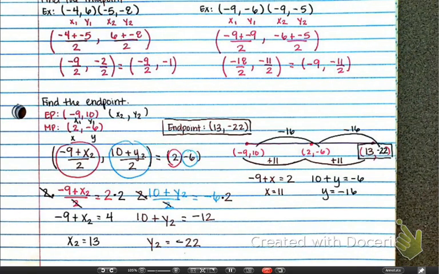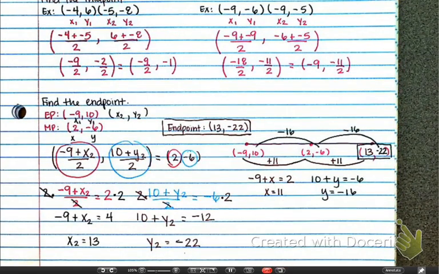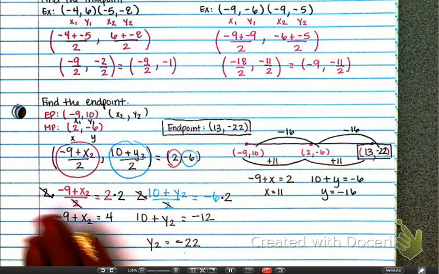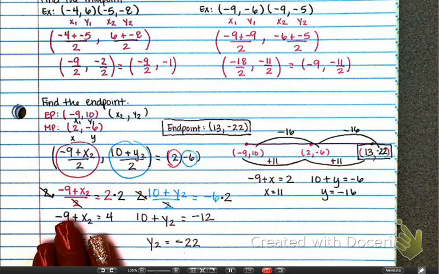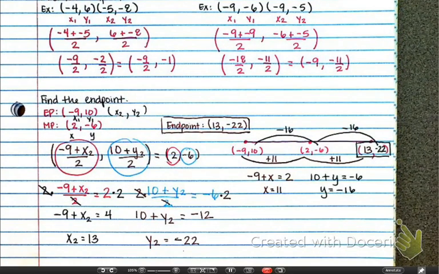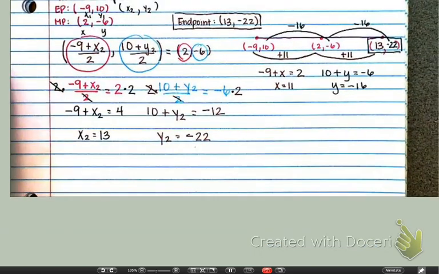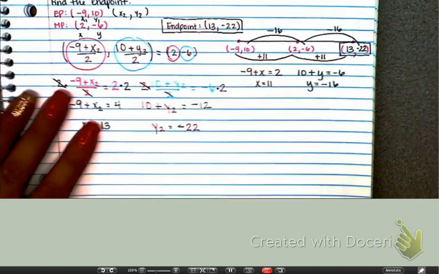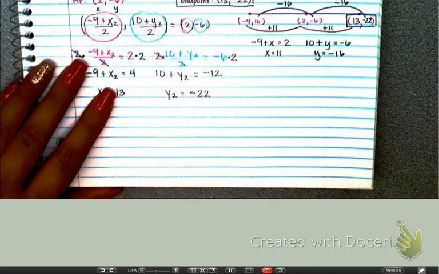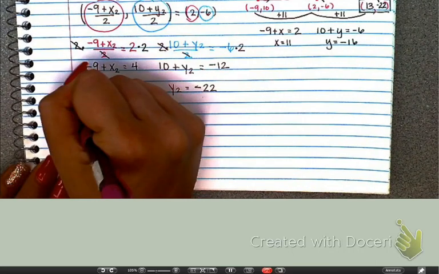So you can do the first one, or you can do the second one. I have no preference. Whatever one you like better. Just by a show of hands, who likes the first one? Who likes the second one? Okay, so here's where you get to choose. I'm going to give you another endpoint and midpoint, and I would like you to use one of the two. I don't care which one you use. And I want you to find the other endpoint.